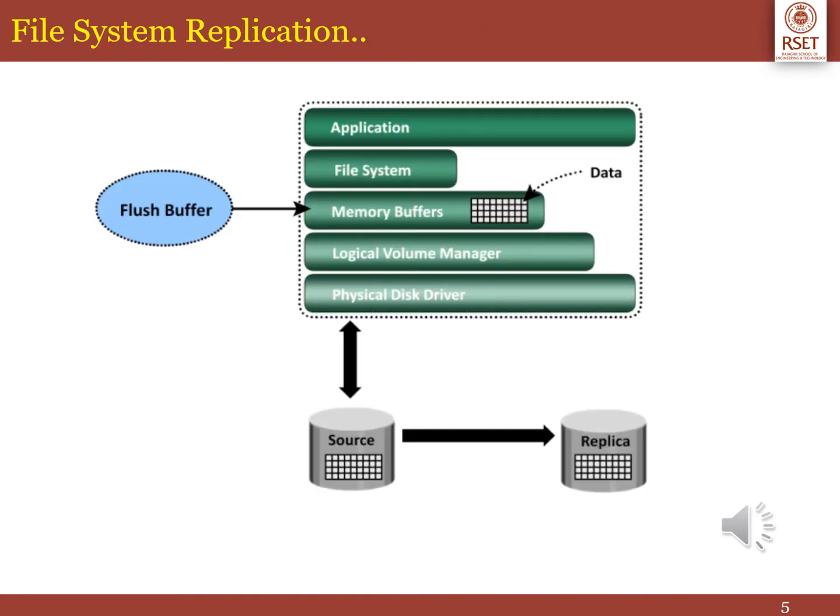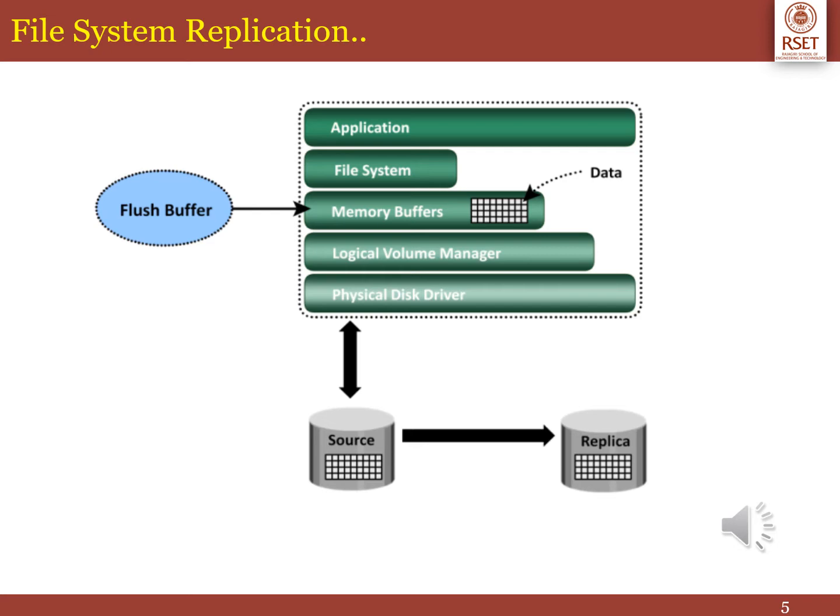The given figure illustrates flushing of the buffer to its source, which is then replicated. If the host memory buffers are not flushed, data on the replica will not contain the information that was buffered in the host. We can achieve replication for the file system in two ways. First one is unmounted, second one is mounted.